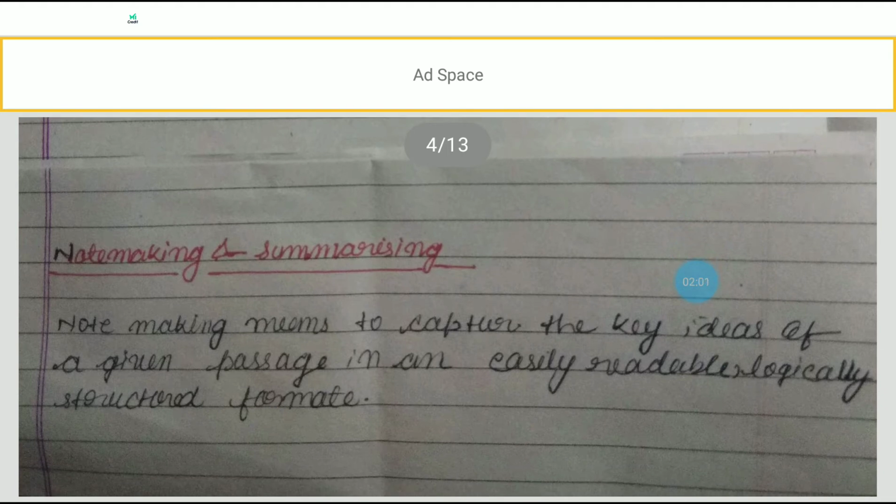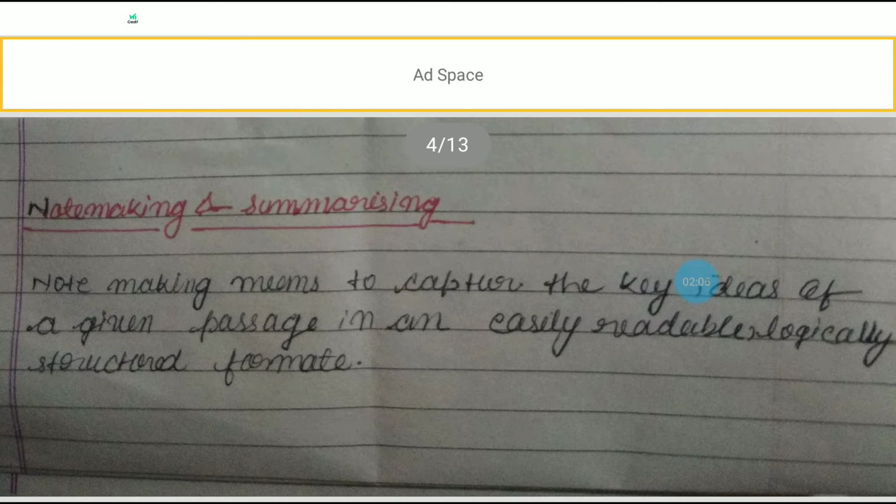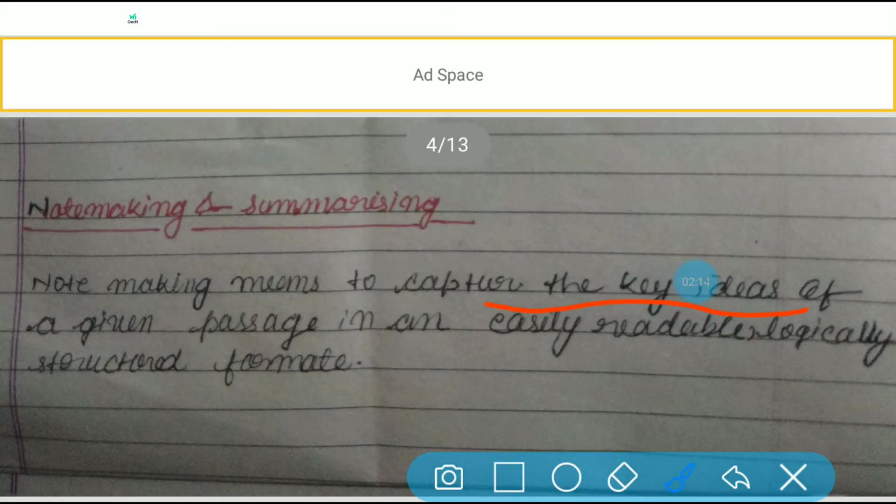The next one is note making and summarizing. So what is the meaning of note making? Note making means to capture the key ideas, or the important points of a given passage. What kind of question will be asked in note making and summarizing? Your concept will be clearer when I give you a model question paper and its solution. So let's move ahead to see these different kinds of writing.